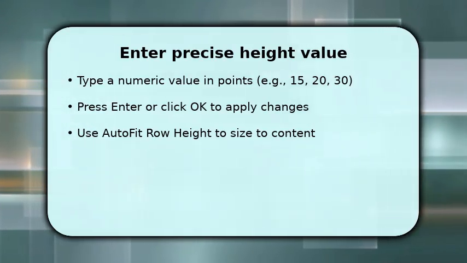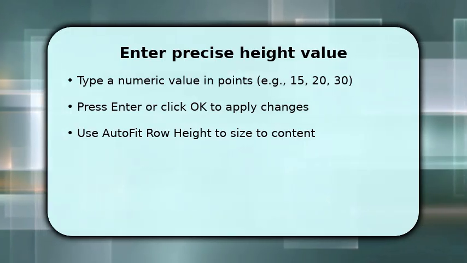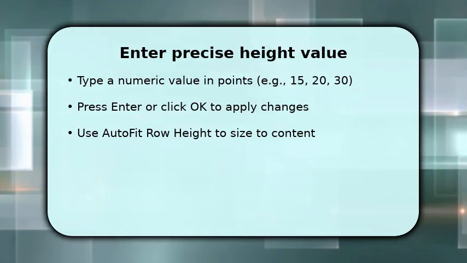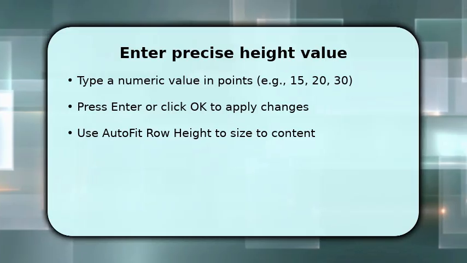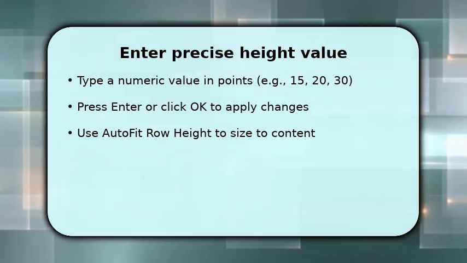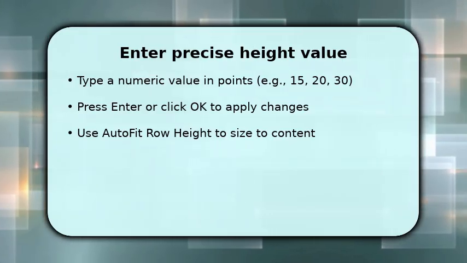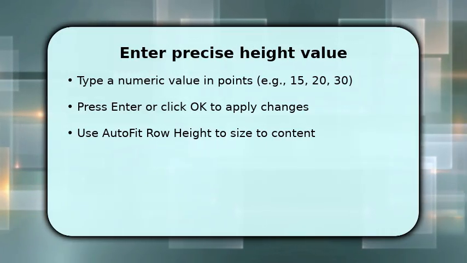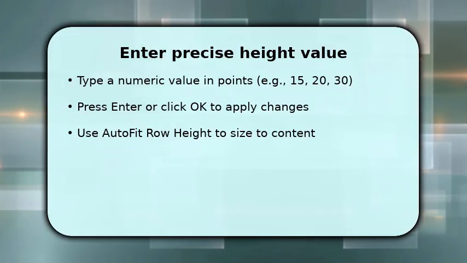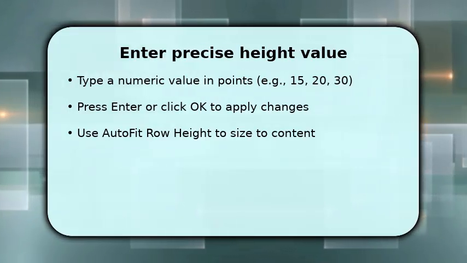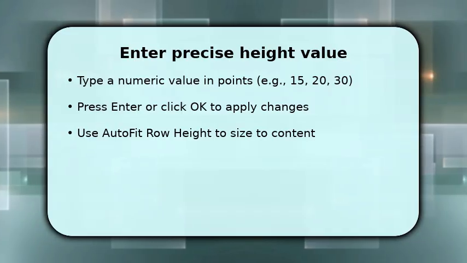In the row height dialog, type the point value, for example 20, then press Enter or click OK. Excel immediately applies it. Alternatively, double-click the row boundary or choose Home, Format, Auto Fit Row Height to size to content automatically. If you expect mixed content sizes, combine Auto Fit with a minimum fixed height for consistency.